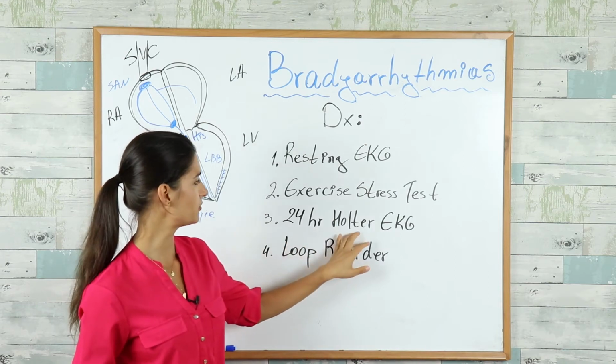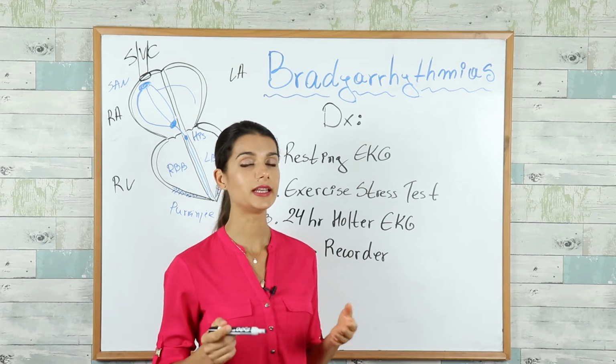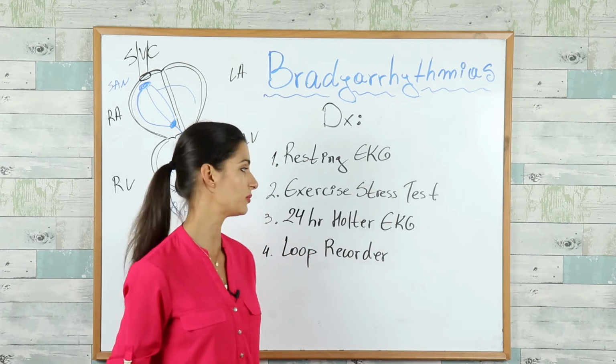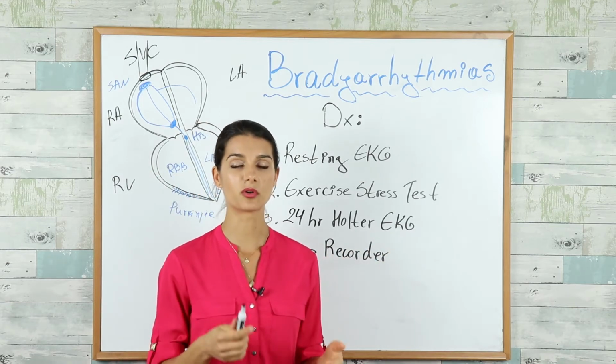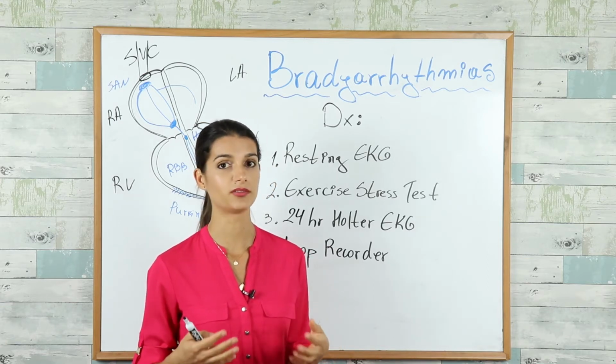Number 3 is 24-hour Holter EKG. If the patient, for example, is having daily arrhythmias and he tells you that he's experienced the symptoms daily, then you can perform this 24-hour Holter EKG, so the device can record his EKG throughout the day, and you can see what kind of arrhythmias he's having.